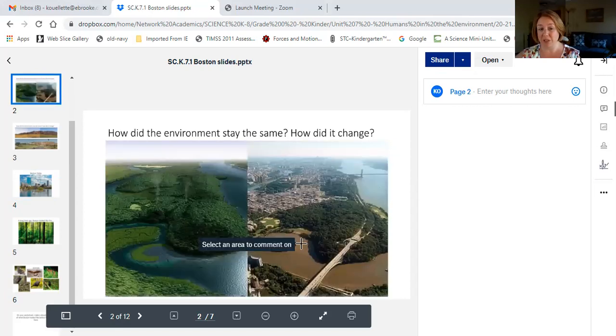Let's take a look at this picture. How did this environment stay the same and how did it change? So over here, I see lots of green in the water. And here I see lots of green, but now I see some buildings over here. Looks like the water got dirty. How do you think it got dirty?